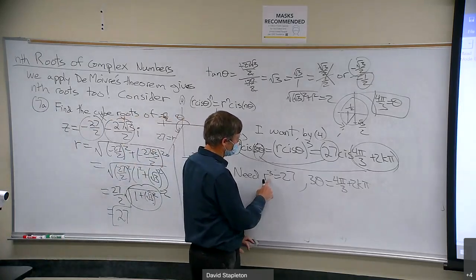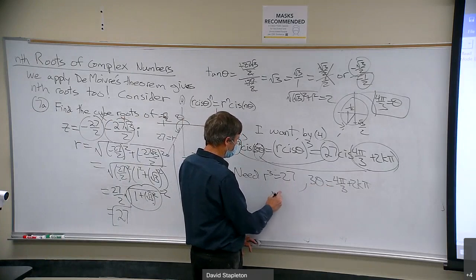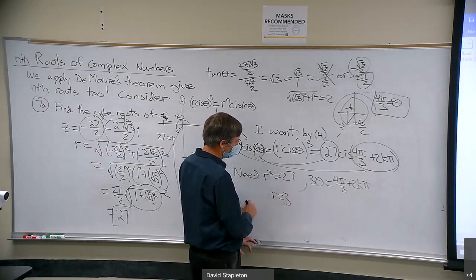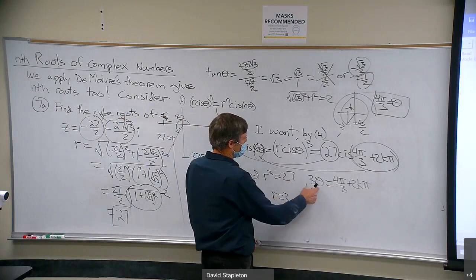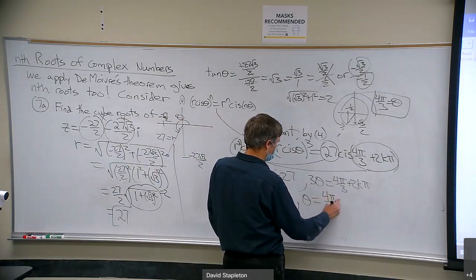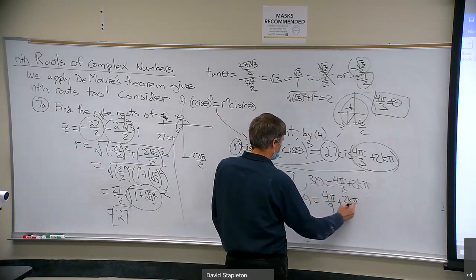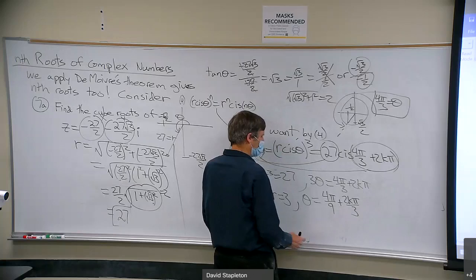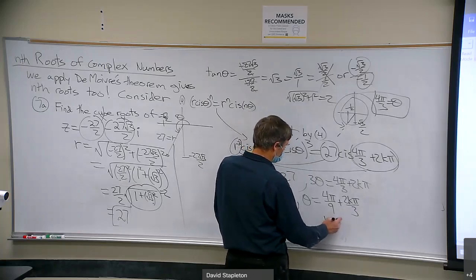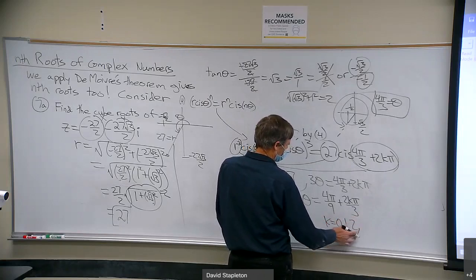Well, this is supposed to be a real number, right? R is the actual distance from the origin of the complex plane. It's real, and so is theta. And so if r cubed is 27, that means r equals 3, the cube root of 27. And dividing this one by 3 gets theta equals 4 pi over 9 plus 2k pi over 3. And we have an infinite number of solutions, right? K equals 0, 1, minus 1, 2, minus 2, integers forever.